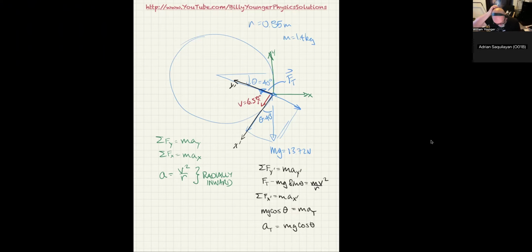So your answer should just be 13.72 times cosine 40. That gives me 10.51. Oh wait, you said 10.5. Yeah, I think I got 10.51. Yep. I believe I got a less precise answer. I have to double check.